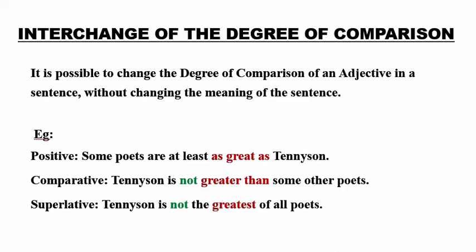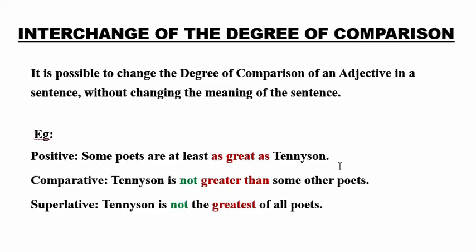So the first example, when we read the example, you'll have a much greater understanding of the topic. So see the first example, the positive degree is used in the example. Some poets are at least as great as Tennyson. See here the adjective used is great. And you can see the meaning of the sentence. Some poets are at least as great as Tennyson.